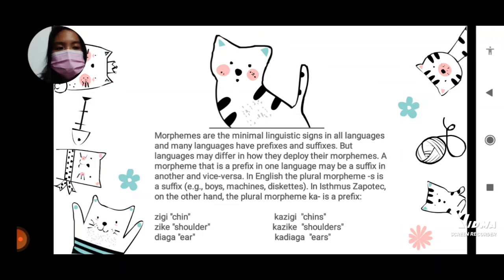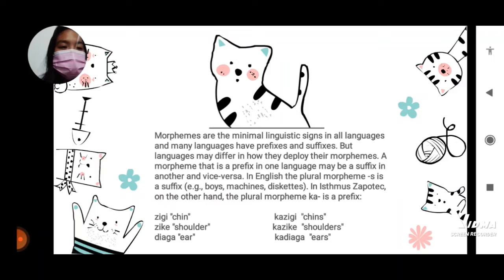Morphemes are the minimal linguistic signs in all languages, and many languages have prefixes and suffixes. But languages may differ in how they deploy their morphemes. A morpheme that is a prefix in one language may be a suffix in another, and vice versa.